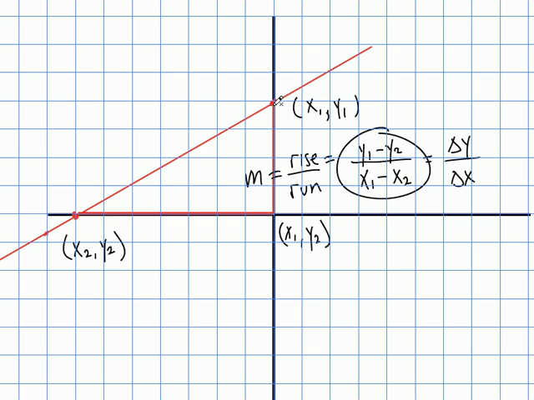Now look, I went y1 minus y2, then I went x1 minus x2. I could have done it the other way around. I could have said y2 minus y1 and x2 minus x1, but you just have to make sure you subtract them in the same order.